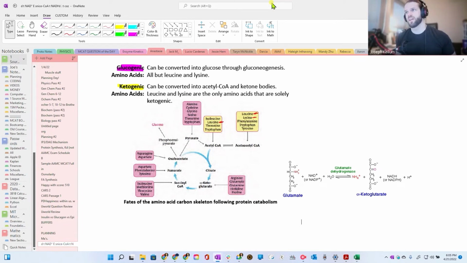Because every mitochondrion that you have is going to have millions of isocitrate dehydrogenases all making alpha ketoglutarate at the same time. So every single one of these things is happening billions of times all at the same time.